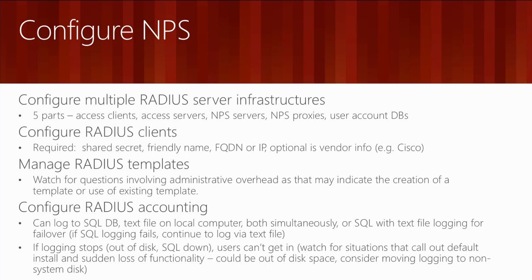Let's jump down to RADIUS accounting. So this is basically logging all the activities taking place, and you can go to a SQL database, a text file, or both simultaneously. The key for the exam is being able to not have an outage. So you look at that bottom bullet: if logging stops at a disk or SQL is down, users can't get in.